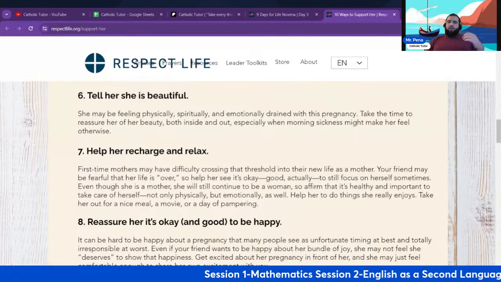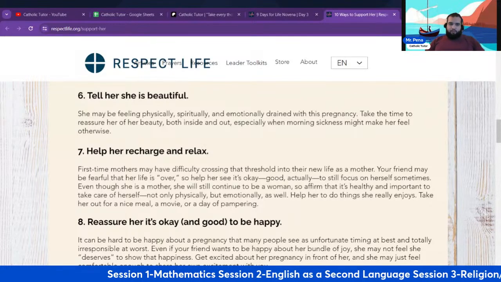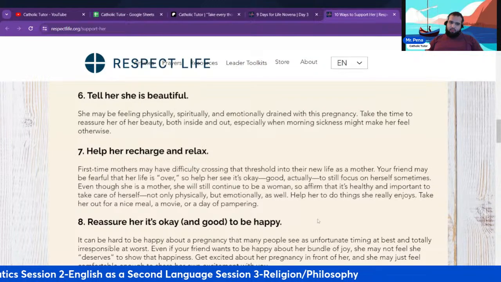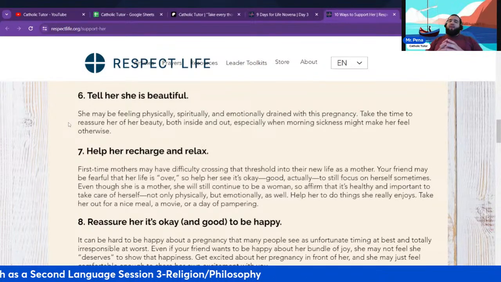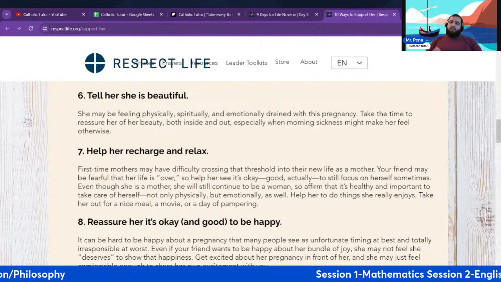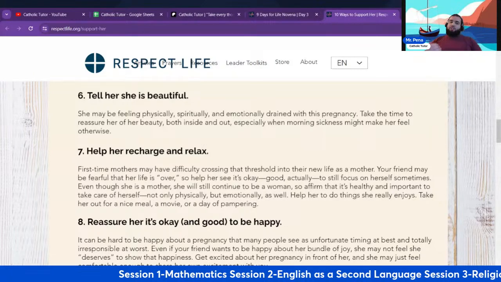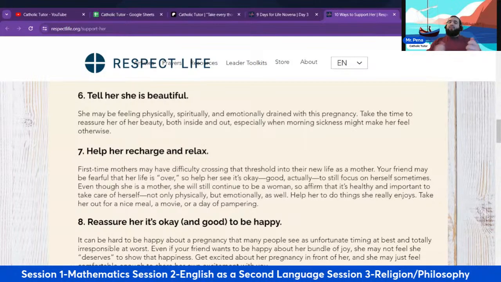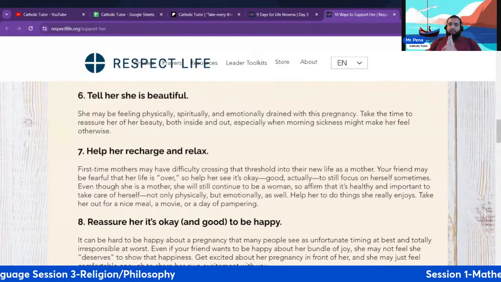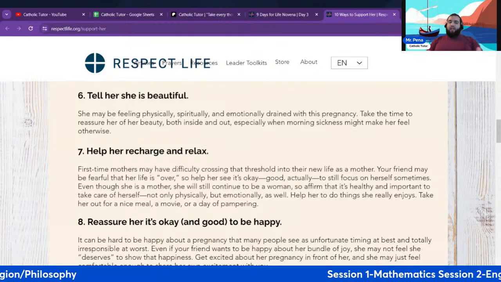Okay, back to the article. It says, number 6, tell her she is beautiful. She may be feeling physically, spiritually, and emotionally drained with this pregnancy. Take the time to reassure her of her beauty, both inside and out, especially when morning sickness might make her feel otherwise. Number 7, help her recharge and relax.